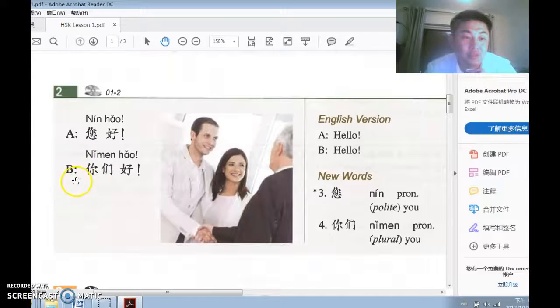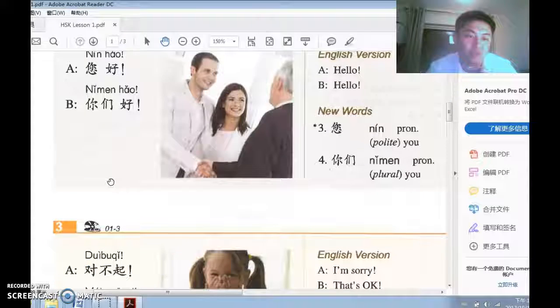And then this old man replied 你们好 instead of 你好. Why? Because there are two of them. And the pronouns have plurals. Now, 们 is the plural. You don't change this Chinese character, of course. You just add men after 你, and it becomes you, plural.